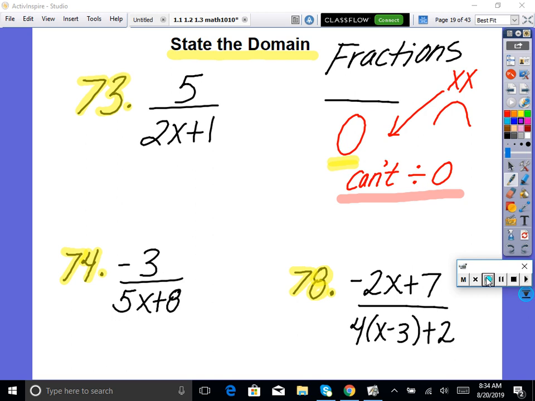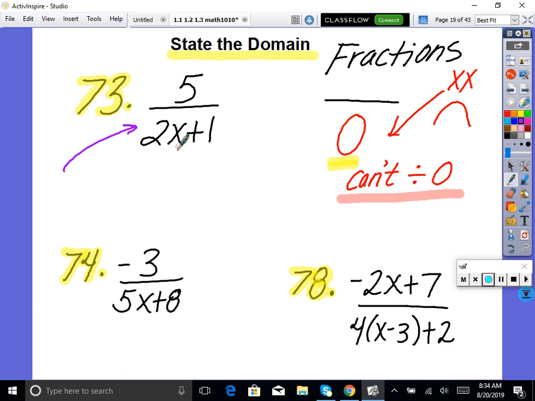Domain means, what could you plug in for x right here, if you so desired? Not solving, notice we're not solving, there's no equal sign, does everybody see? Just what could you plug in? Well, pretty much any number, but there is one number you could not plug in. Now, what would that number be?